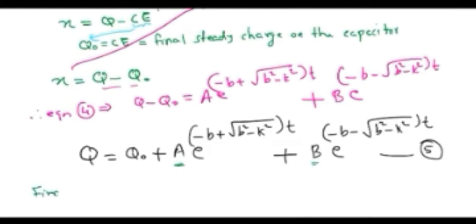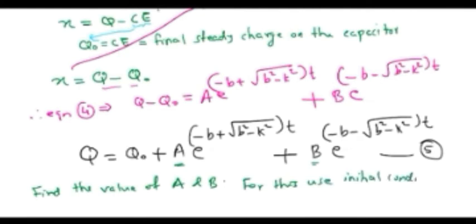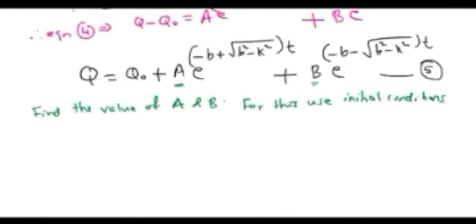Find the values of A and B. For A and B, use the initial conditions. What are the initial conditions? That is, when time t is equal to 0, there is no charge flowing in the circuit, therefore q is equal to 0.